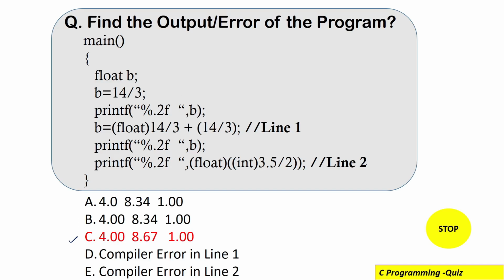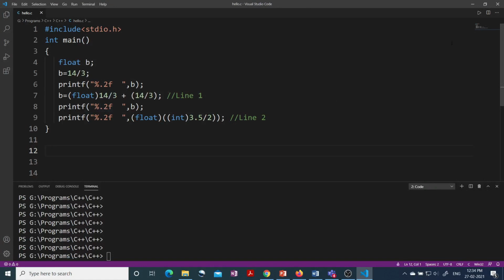So first run this program in our IDE and see what is the output that our compiler is giving to us. So here is our question. So let's run this program. So here you can see we are getting 4.00, 8.67 and 1.00.